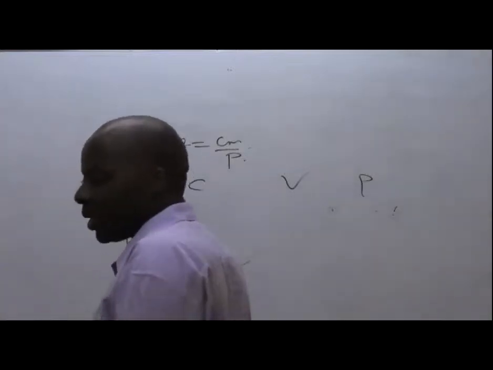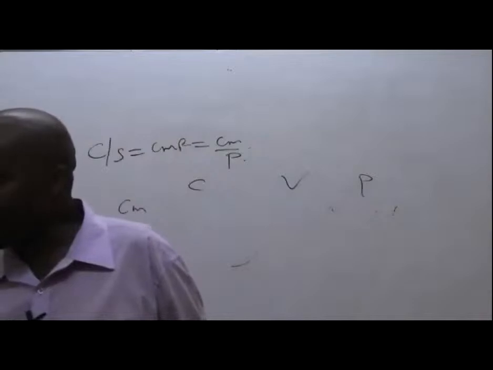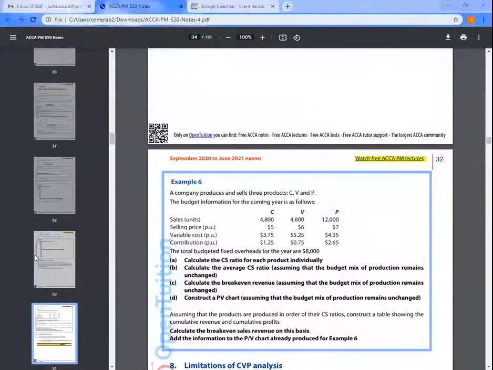The CMs that we have been given here expressly are 1.25, 0.75, and 2.65. And then the prices up there, I can see 5, 6, and 7 as well.